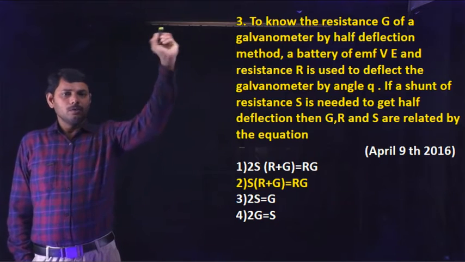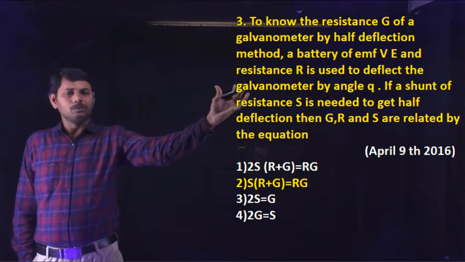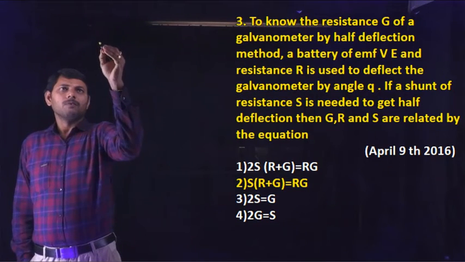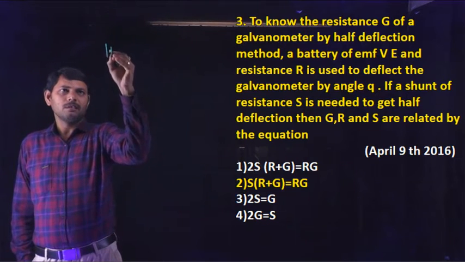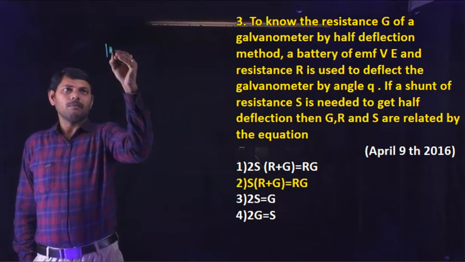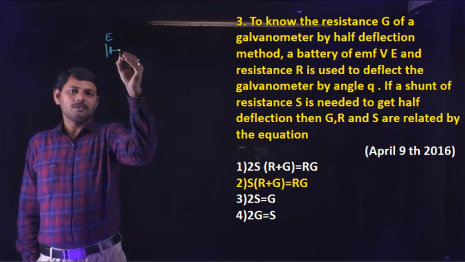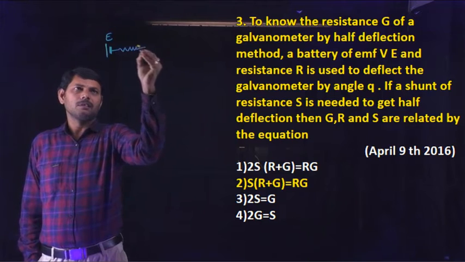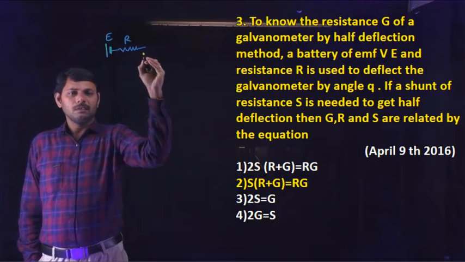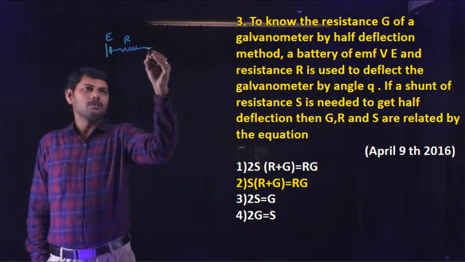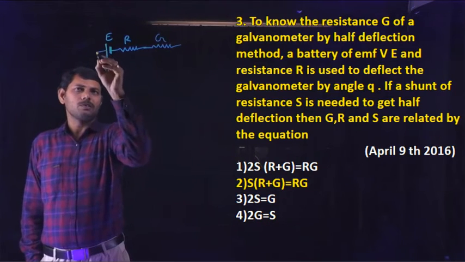Here let us draw a circuit equivalent to the given data. Let us consider a battery of EMF E, and it is connected in series with a resistor R. R is the series resistor. Then it is connected to the galvanometer of resistance G. This is the first situation.